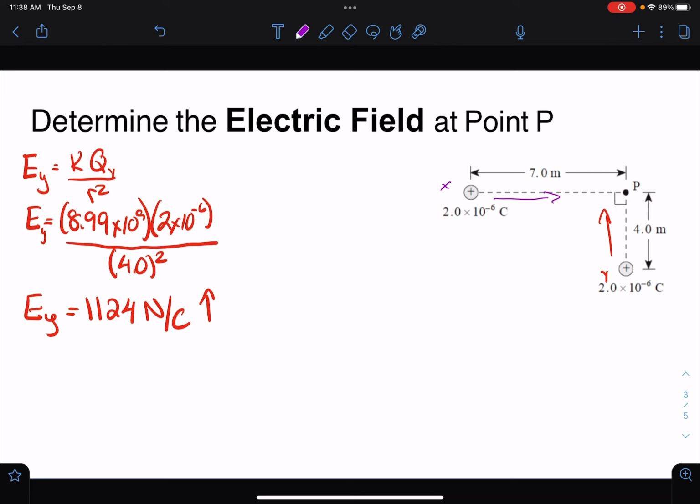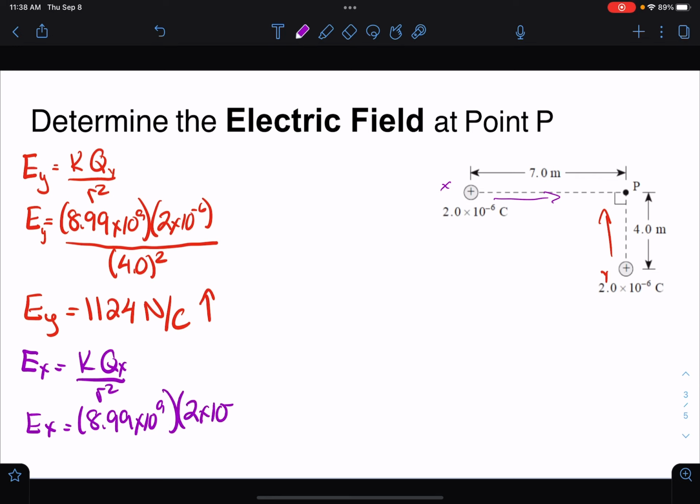Okay, so then if we look in our x direction, I'll do this down here. Again, we're using kQ over r squared in our x direction. So in our x direction, we still have our 8.99 times 10 to the 9, and then we've got 2 times 10 to the negative 6 over, and this time we've got 7 meters squared. Ran out of room there. And in this case, we end up with 367 newtons per coulomb.